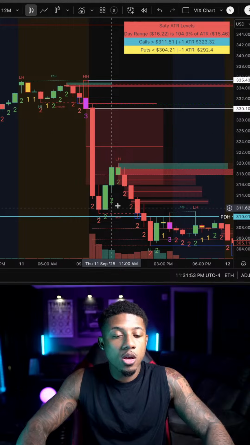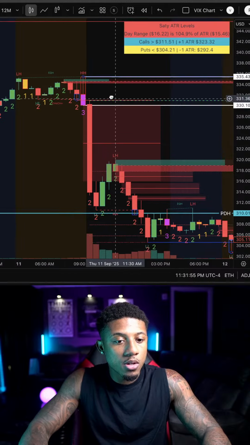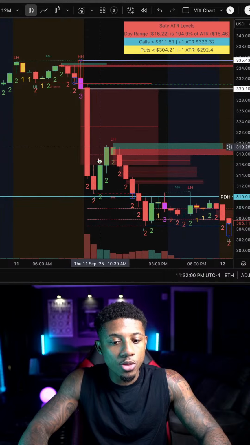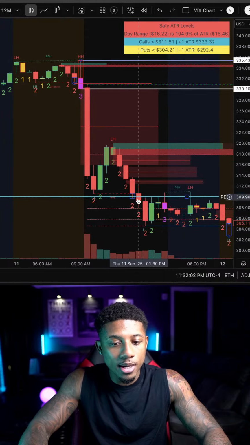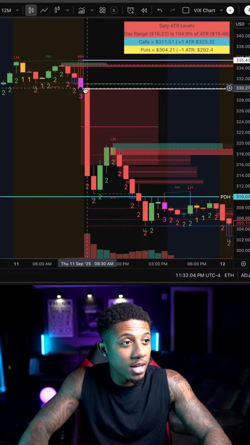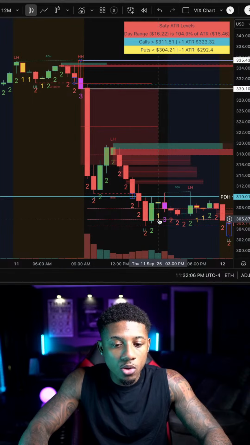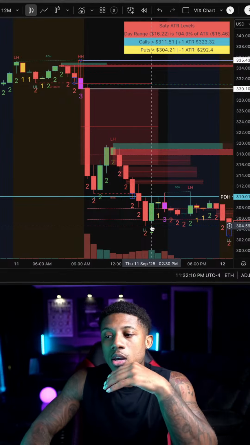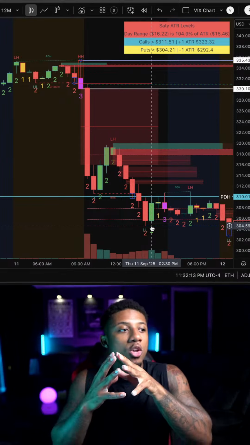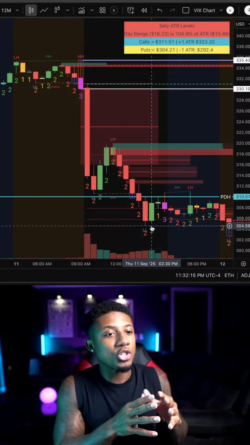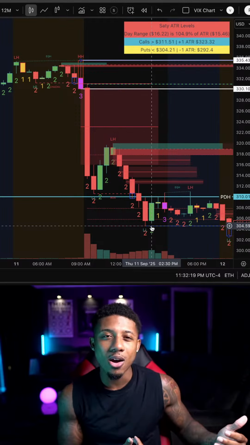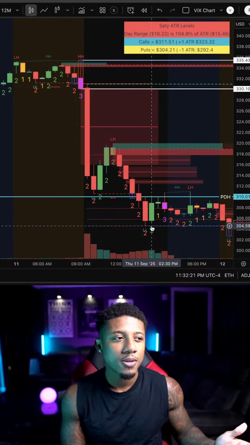So when you identify this and you short at open, look what happens. This is from 330 all the way down to 304. So now let's connect everything. You can't be mad at yourself for not catching the run up when there's always a possibility to catch the fall down. Does that make sense?